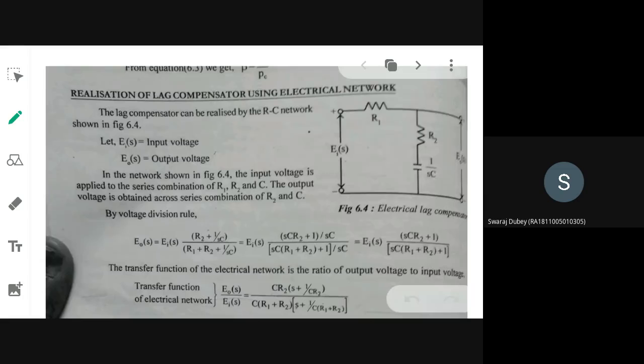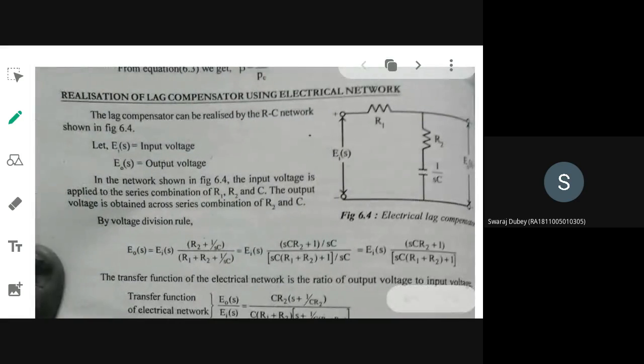It will improve transient performance and steady state performance. Okay, that you have to remember. Now, how to realize the lag compensator by means of an electrical network, that you have to discuss.